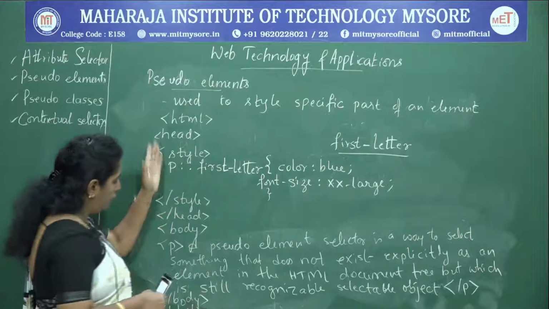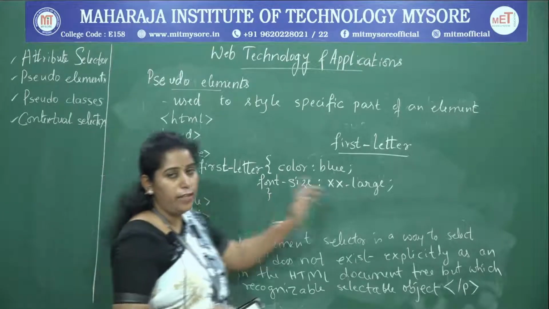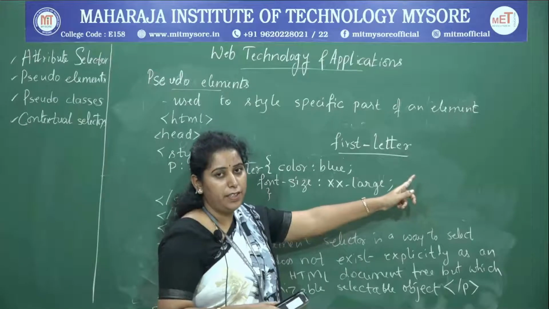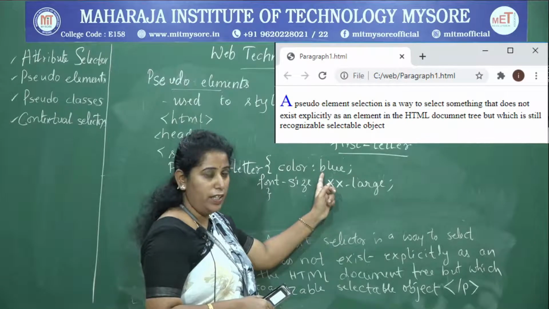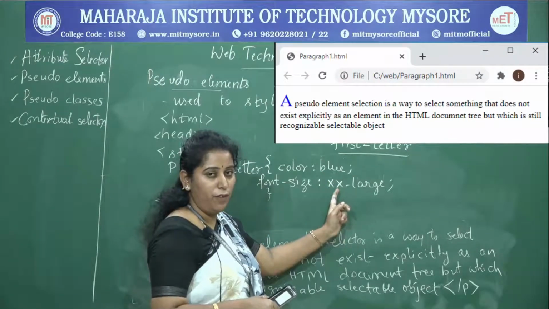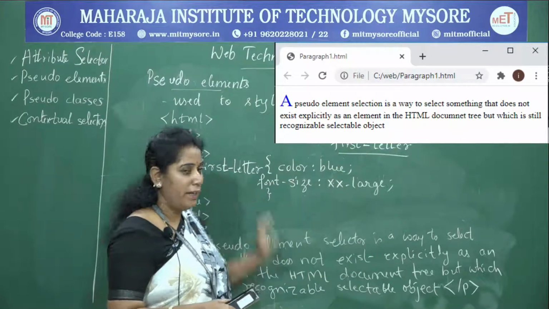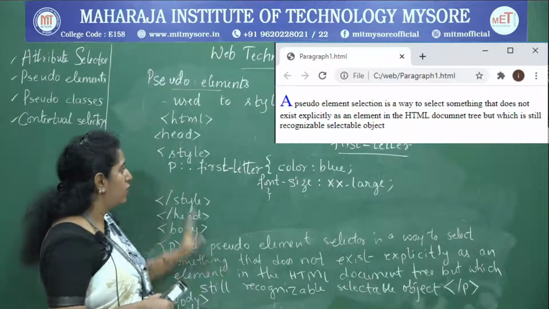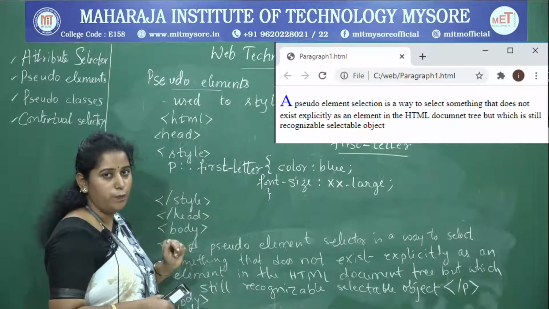Now, for the same content, let me run the program. You can look into the output. What has happened here? Only the first letter has been changed to blue color and it is in a larger font size, and the remaining contents of the paragraph remain as they are. So this is what the pseudo element first letter is used for.